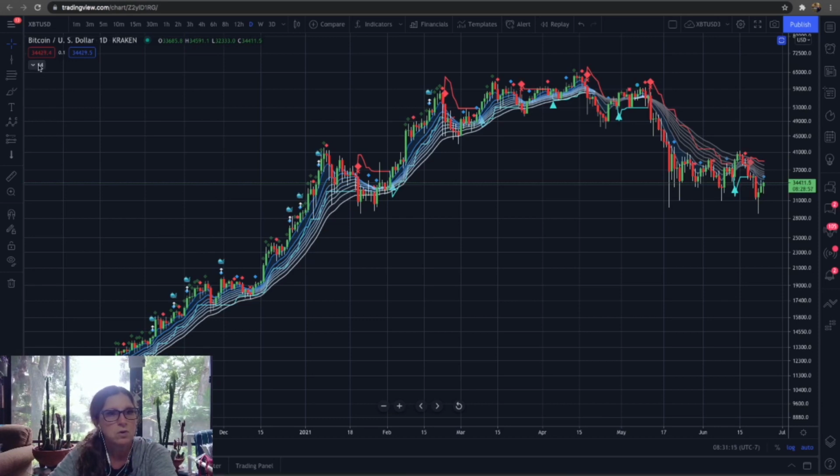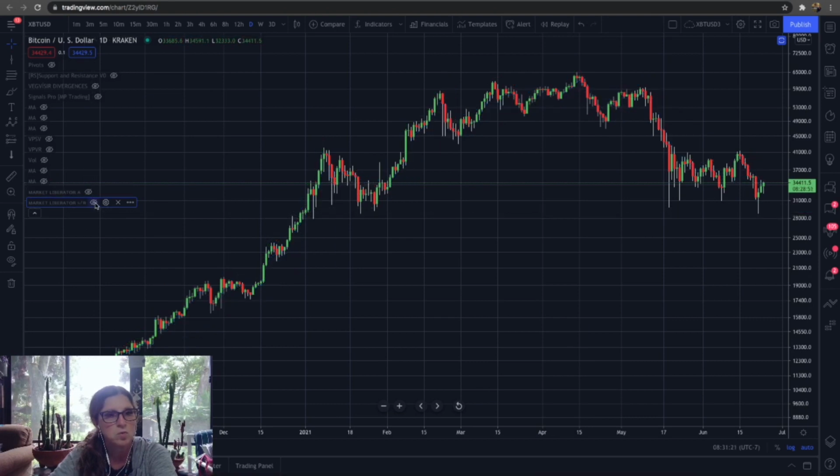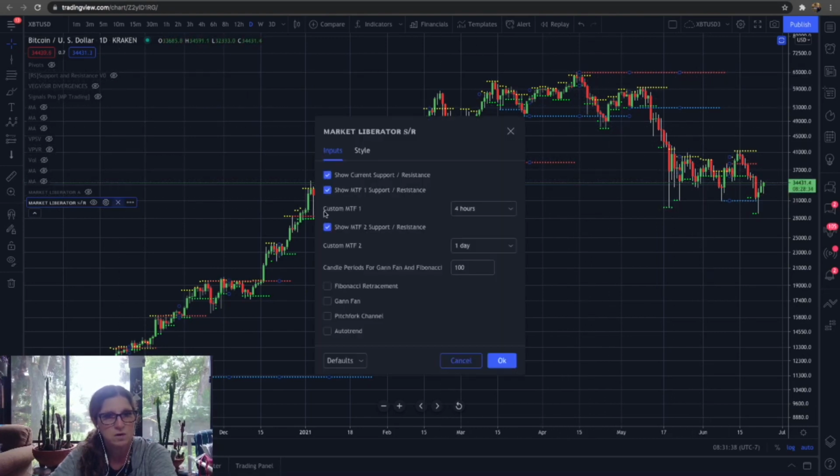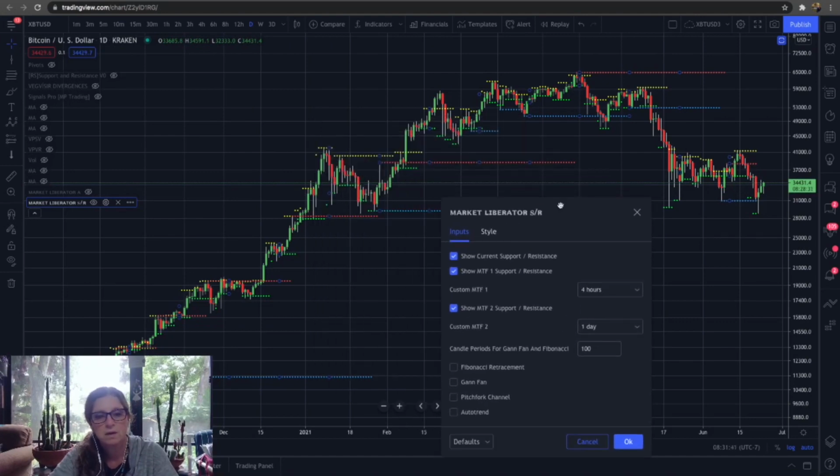So the other indicator I wanted to show you, that was Market Liberator A. There's also one that they offer for free called Support and Resistance. And as you can see, it puts in all the support and resistance for you. And you can change these colors to anything you want. Inside of here, you can choose what supports and resistances you want. Like if you just want some of them, then you can add more time frames on and more time frames on.